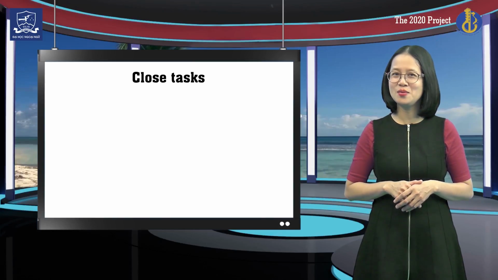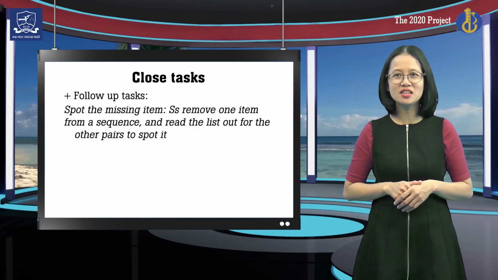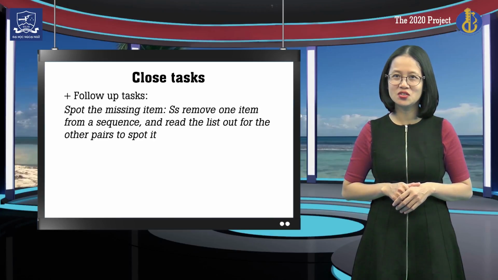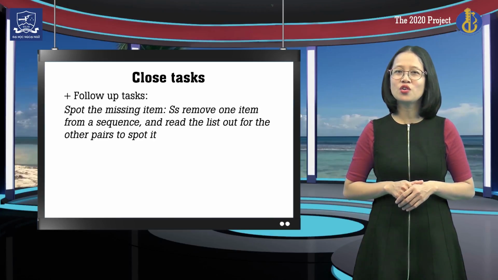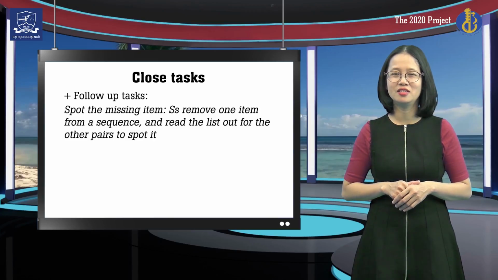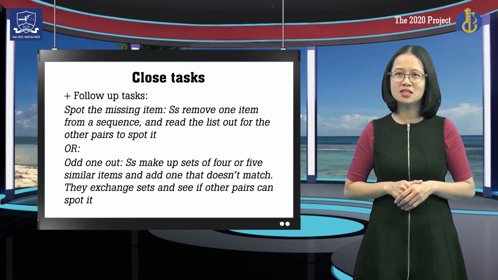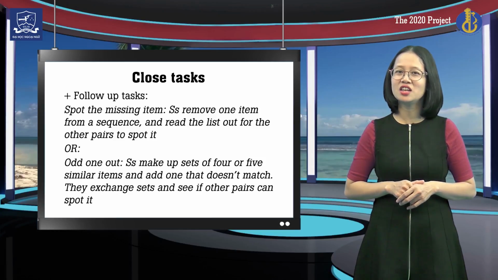Some follow-up tasks can be: spot the missing item. Students remove one item from a sequence and read the list out for the other pairs to spot it. Or, odd one out. Students make up sets of 4 or 5 similar items and add one that doesn't match. They exchange sets and see if other pairs can spot it.